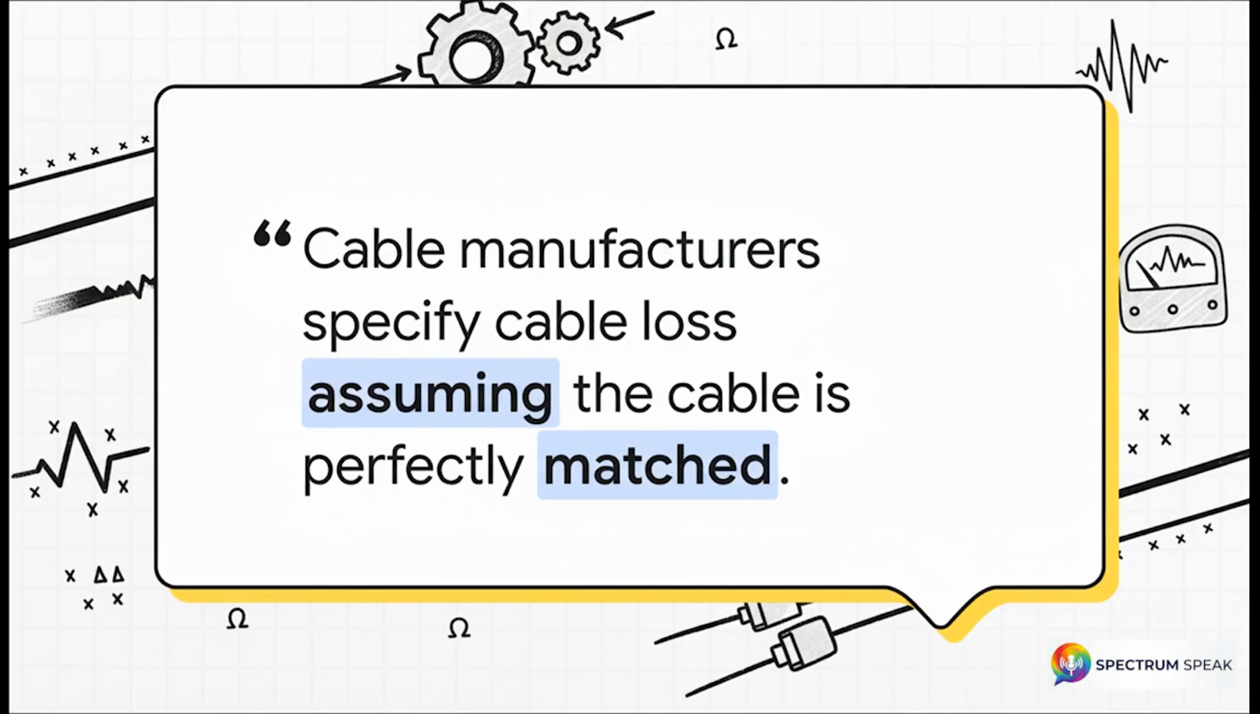And here it is. This is the golden rule. If you remember one thing today, burn this into your memory. Every single loss specification you will ever read from a manufacturer is calculated assuming one perfect condition, a perfectly matched system. Which, of course, begs the question, what in the world does perfectly matched mean?